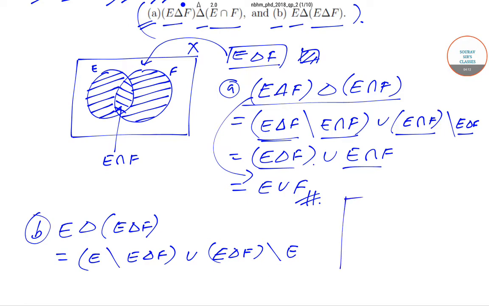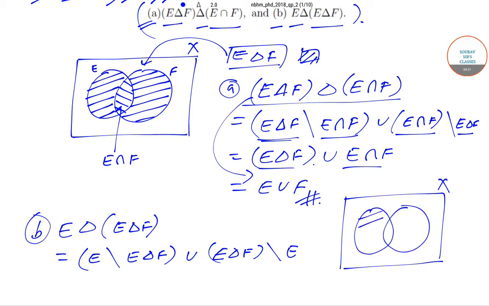Let us draw the diagram once again. This is the non-empty set X, this is E and this is F. E delta F is this portion. Now we have to find the set of elements which are in E but not in E delta F. This will be basically this portion, E intersection F, union the set of elements which are in E delta F but not in E, which will basically be this portion.